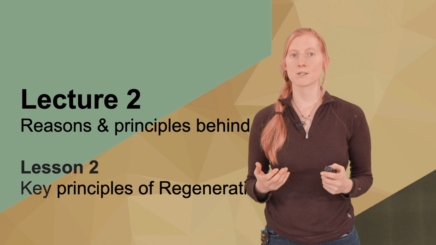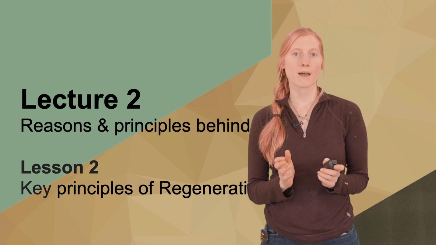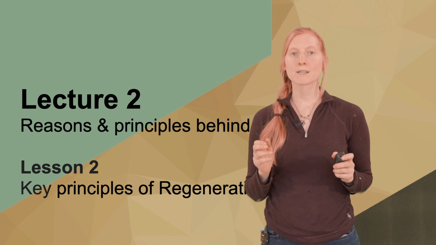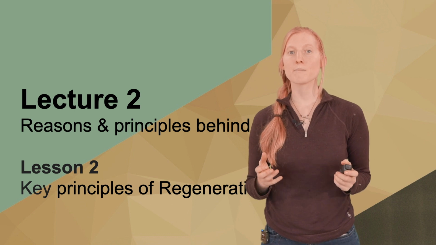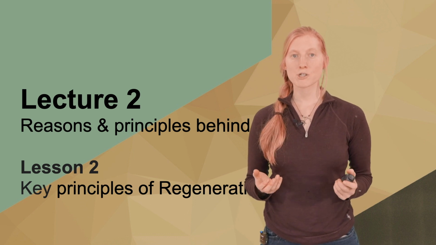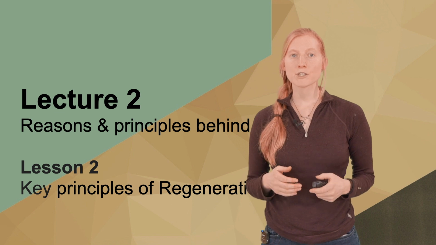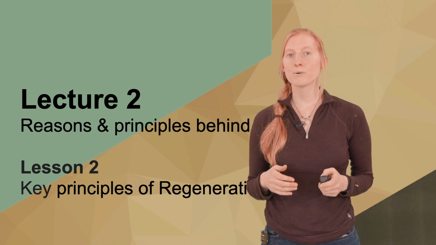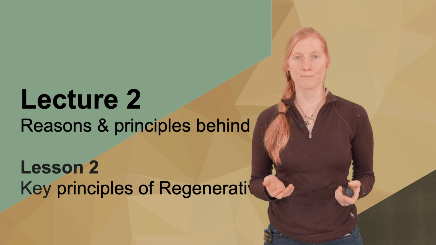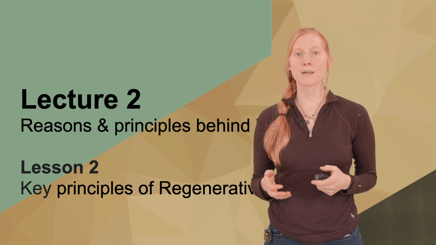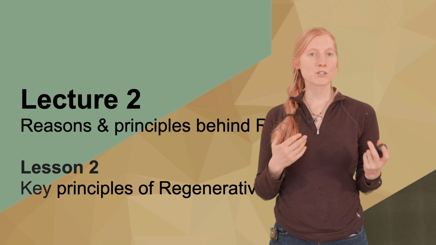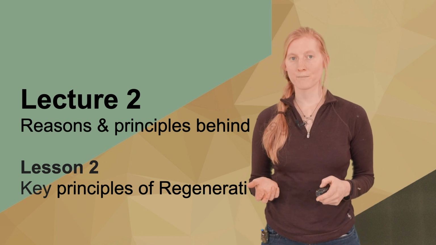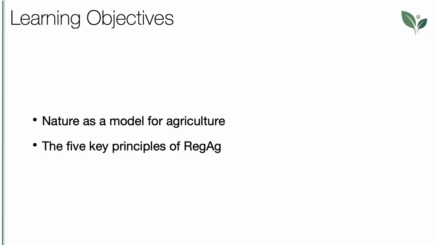This is an important section, which really is at the key of the RegAg movement, as these principles guide the way farmers work with and think about soil. As mentioned in an earlier lesson, the foundation of RegAg is more of an output than input-oriented approach. That is, RegAg farmers look at how things should look, envisioning the desired state they want to achieve. In this lesson, we will be looking at how to use nature as a model for agriculture, as well as the 5 key principles of regenerative agriculture.